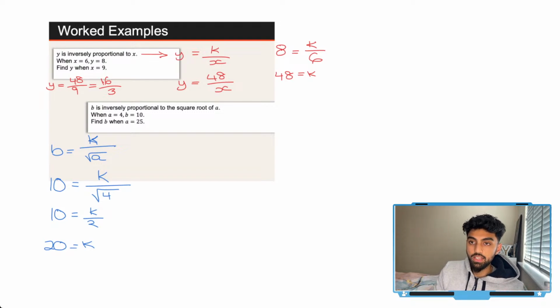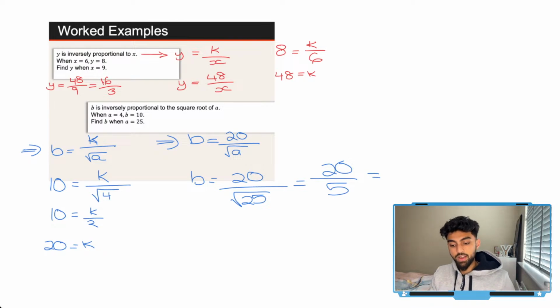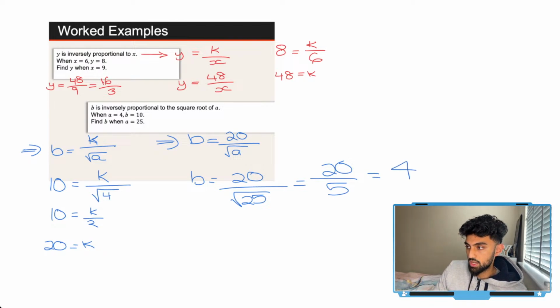So if we rewrite the equation and put what the value of a was, we have b is equal to 20 over the square root of a. So find b when a is equal to 25. So b is equal to 20 over the square root of 25, which is 5. So we have 20 over 5. 20 divided by 5 is 4. Thank you so much, Abdullah.